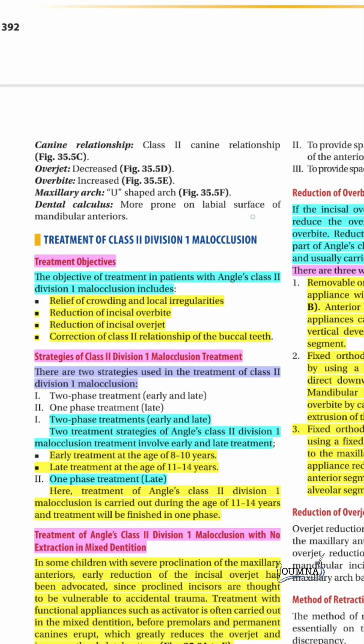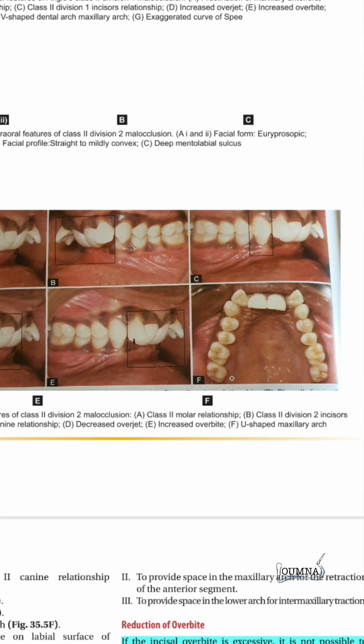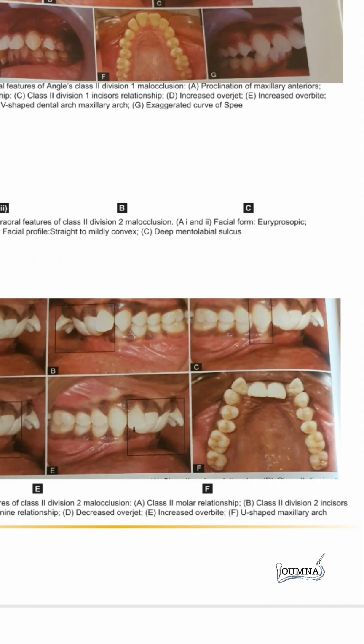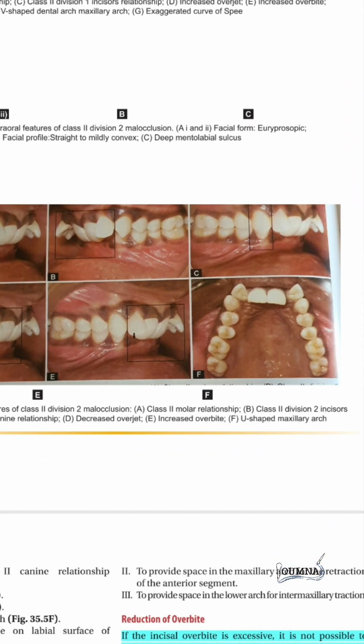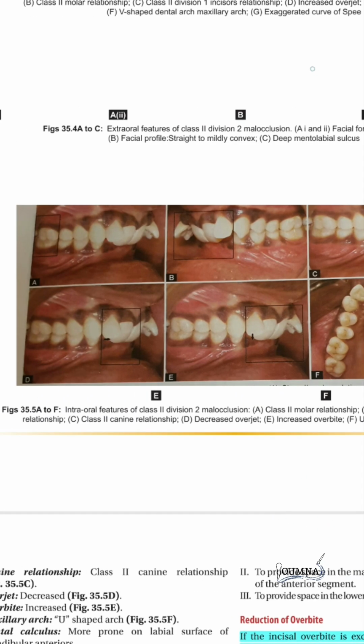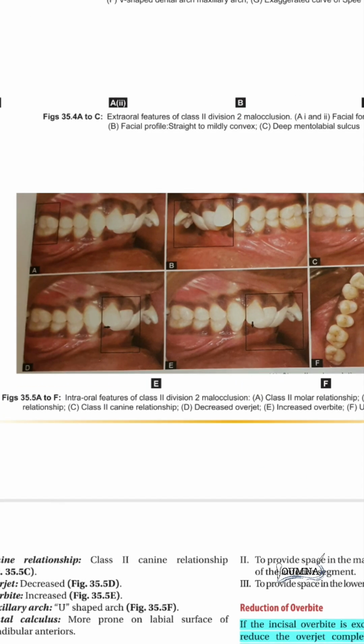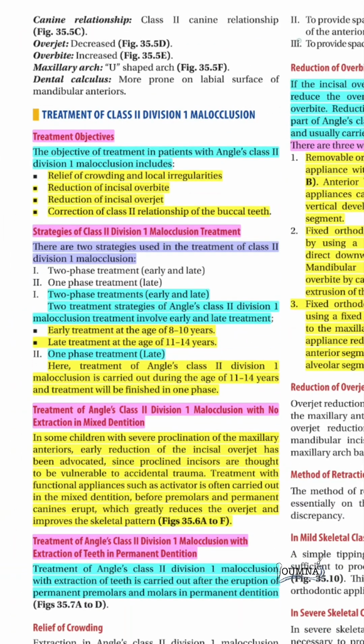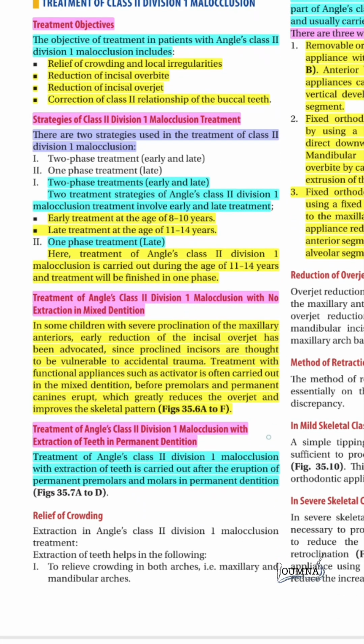For the treatment, we have several things to deal with. We must correct the overjet, the overbite, if there is any crowding present, and the sagittal relationship of the molars and the canines. The treatment is categorized into a two-phased treatment or a one-phased treatment, and it depends on the age of the patient when we start doing the correction.